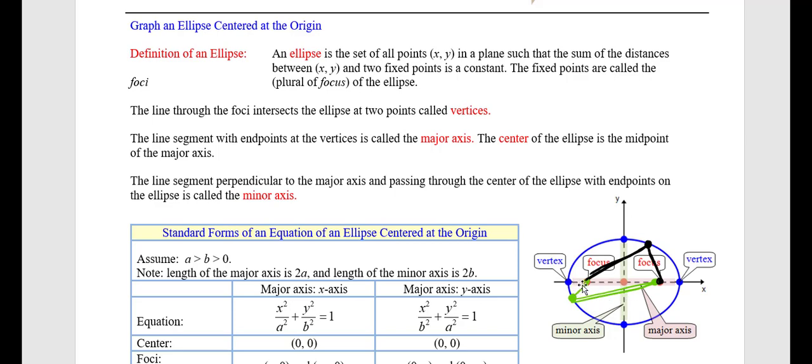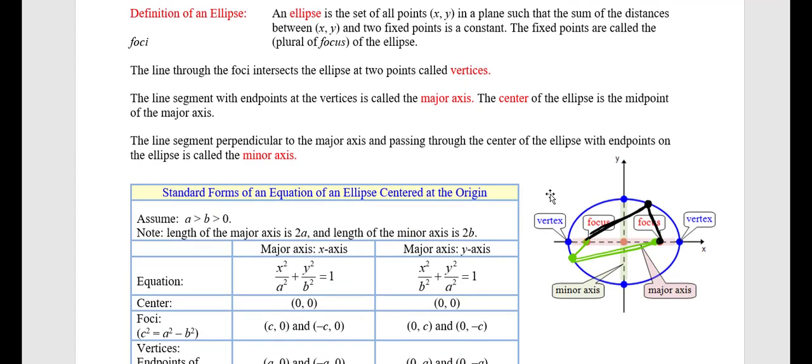That line connecting those vertices, we call that the major axis of the ellipse. So it's the longer distance across the ellipse. The other line connecting the top and bottom points of this ellipse, the shorter distance across, is called the minor axis. And the center is exactly what you think. It's the center. It's halfway between, it's the midpoint of the major axis. Midpoint of the segment connecting the vertices.